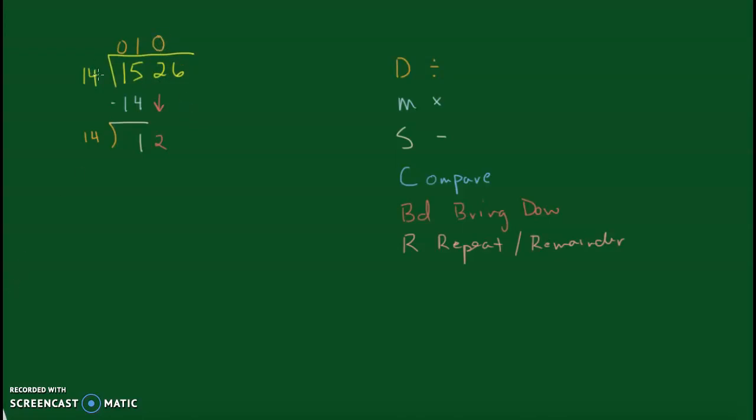So 0 times 14 is 0. Then we subtract. 12 subtract 0 is 12. Compare. 12 is less than 14, so then we're going to bring down the 6. So that gives us 126, and since we brought down, we have to repeat, so we're going to go back through and divide. So 126 divided by 14.